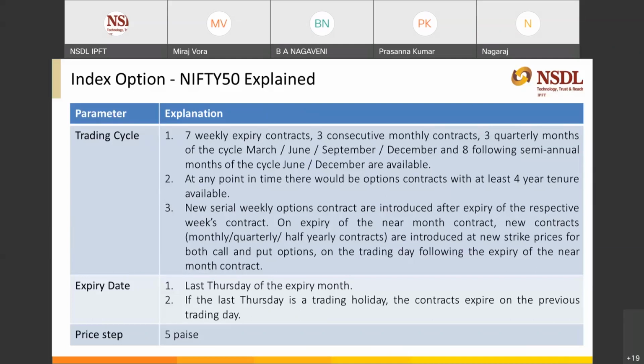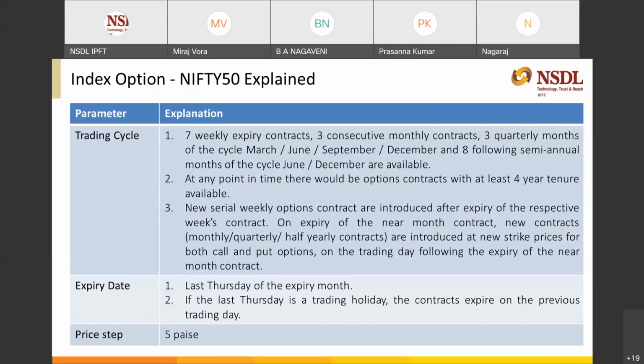So basically, these new weekly options which have been introduced are in addition to the monthly, quarterly and half-yearly contracts. These strikes will be introduced for both the call option and the put option contracts. The last Thursday of the week would be the weekly contract expiry. The last Thursday of the month would be the monthly, quarterly, as well as semi-annual expiries.